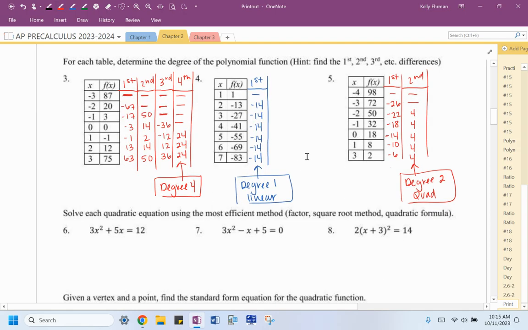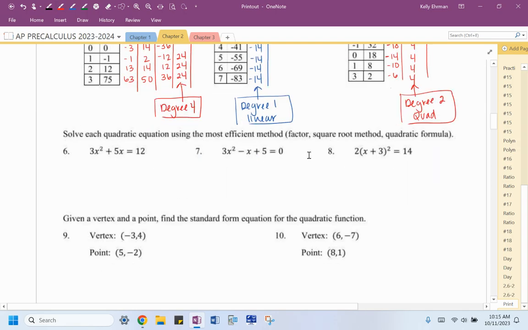All right. Solve each quadratic equation using the most efficient method. I had this on our quiz, and I was a bit surprised by how inefficient some of you were being, like just doing quadratic formula no matter what, or factoring without getting something equal to 0. So, okay, here are the rules. First, the quadratic must be equal to 0 if you're going to factor or use quadratic formula. So first off, make sure you get that equal to 0.